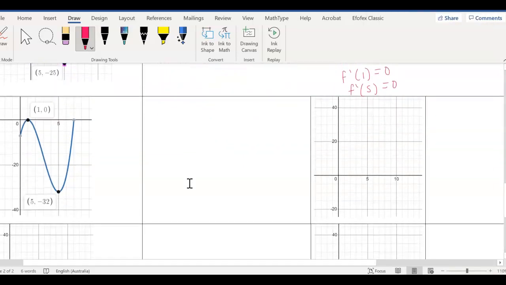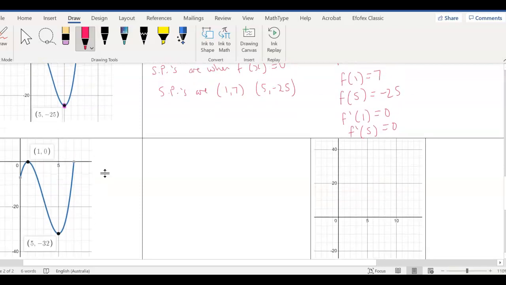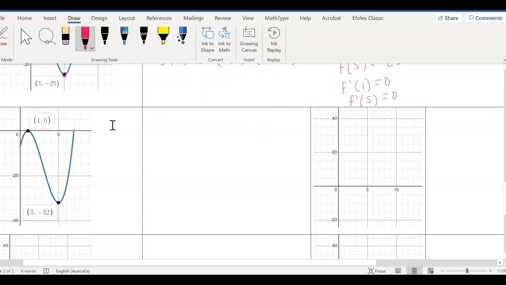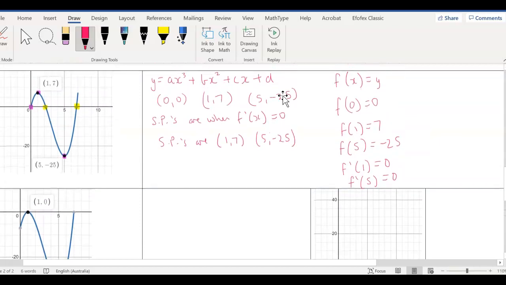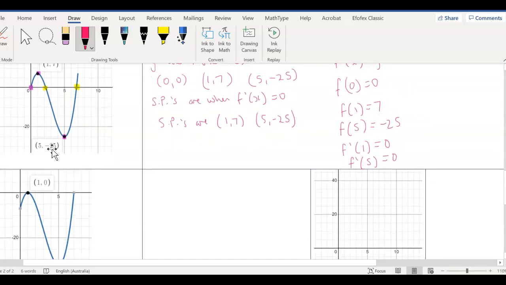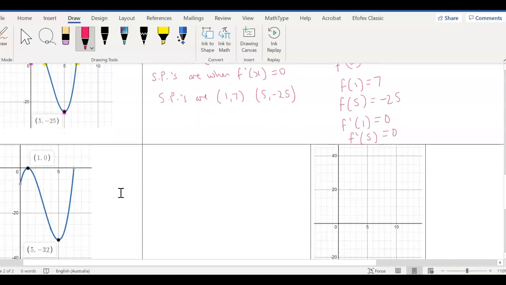Now your next graph, you can see it's the same shape, it's just been shifted down. So it's shifted down 7. So your value of d is now changed to -7. Your y-intercept was at 0, now it's at -7, so d is -7.